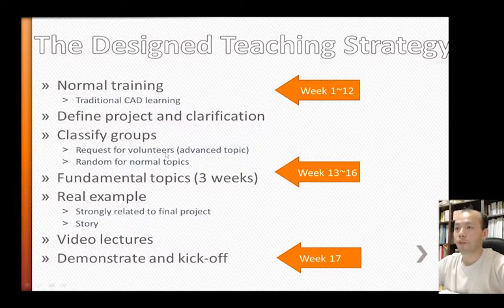And we have two different topic types. The advanced topic requests volunteers. The other groups are then randomly assigned to 5 different topics. So finally we have 6 topics. One is the advanced topic, for volunteers, and the remaining students are assigned randomly into the normal topics.